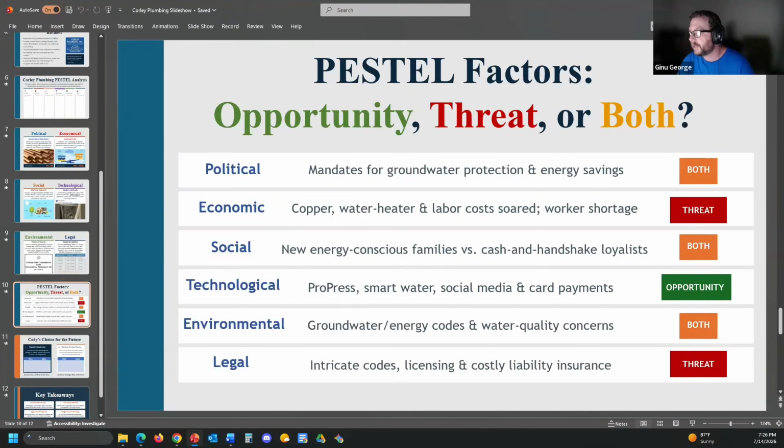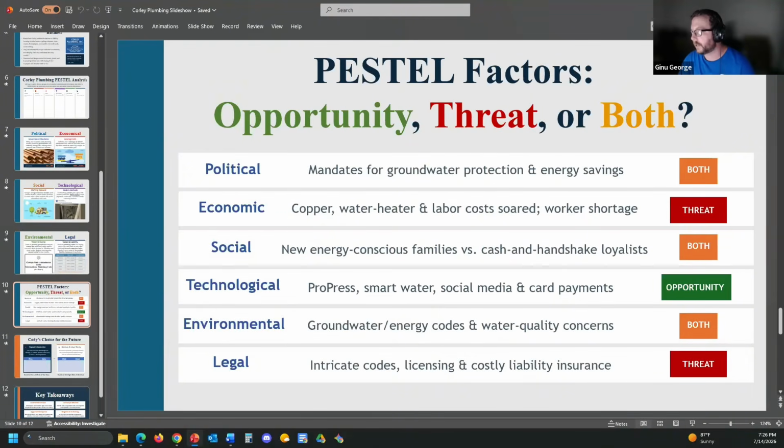That's a threat to the company. So there's a real economic threat to the company. Socially, a lot of energy conscious families, not as much as the way they did it back in the old days, right? There's opportunity and threat here. It's both. Technologically, right? The ProPress, that makes things go faster.